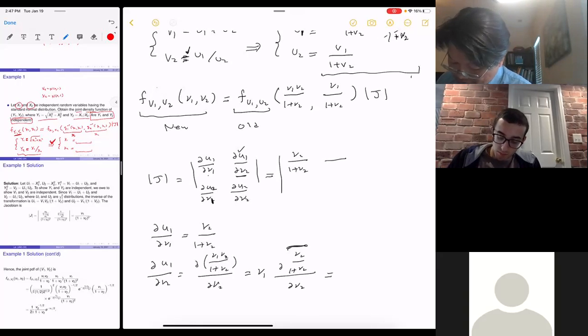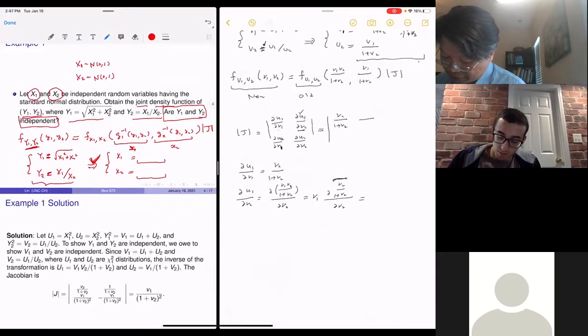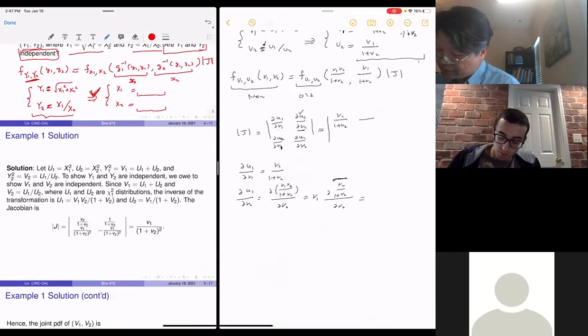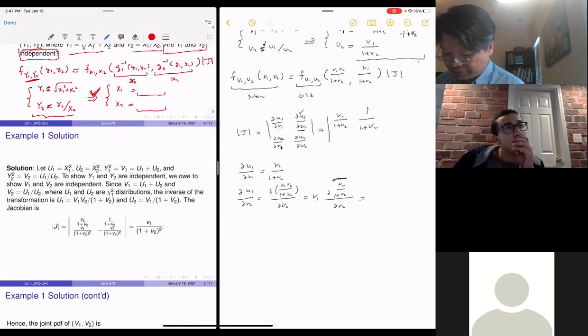Let's just be lazy. Go to the slides and see what the partial V1 divided by partial V2 is. Right here, it's 1 plus V2, 1 over V2. Okay. And then right here, partial U2, partial V1.